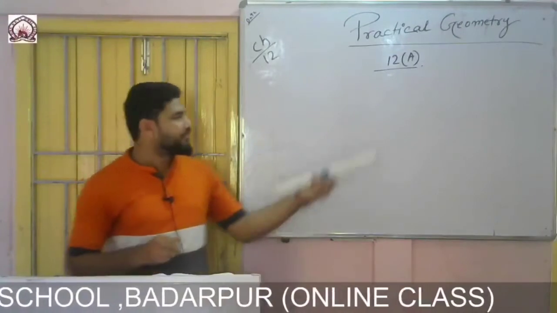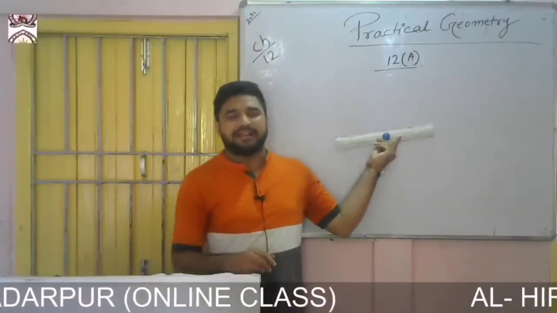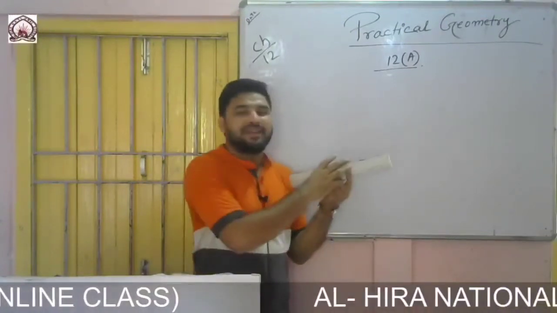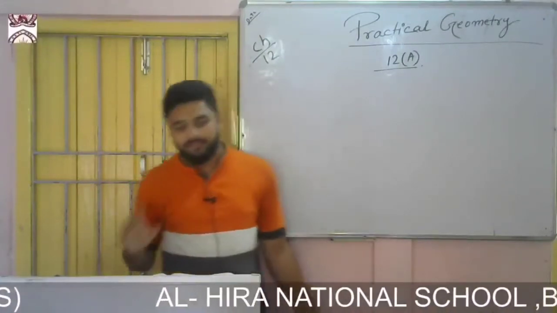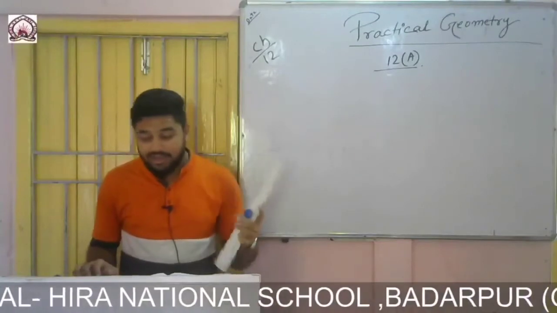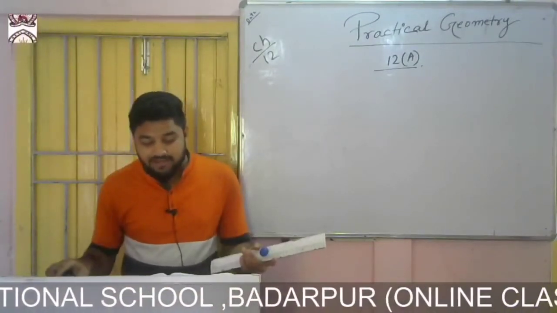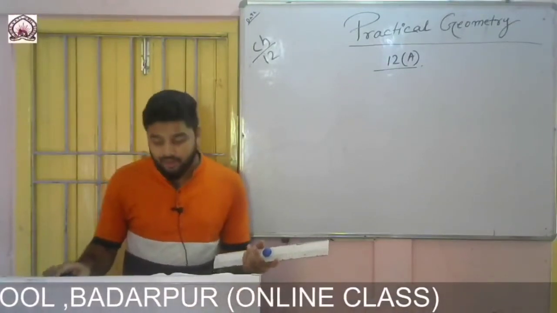Whenever you will be drawing the line segment, at that time take any point P outside of the line segment. That means leaving AB, outside of it anywhere you can take any point P, okay? Using ruler and compass, so this is compass, using ruler and compass, draw a line through P parallel to AB.